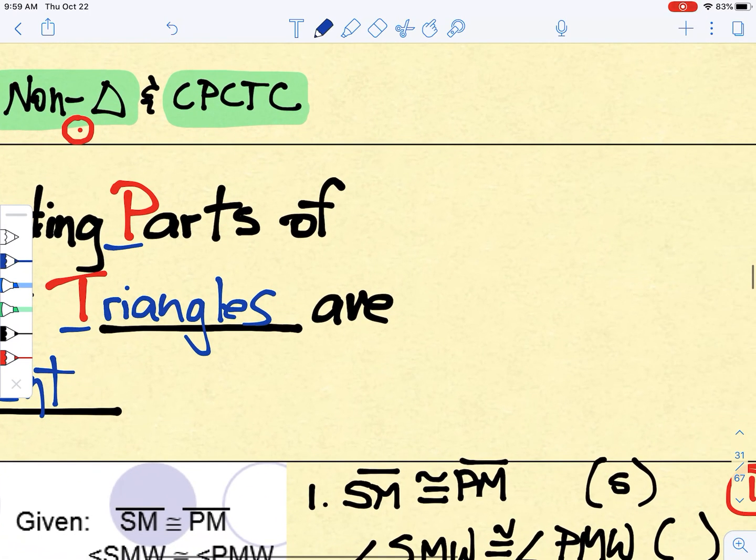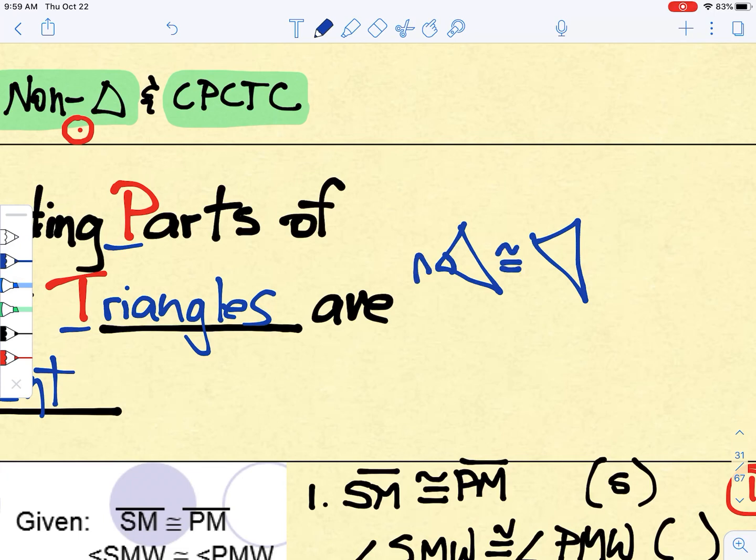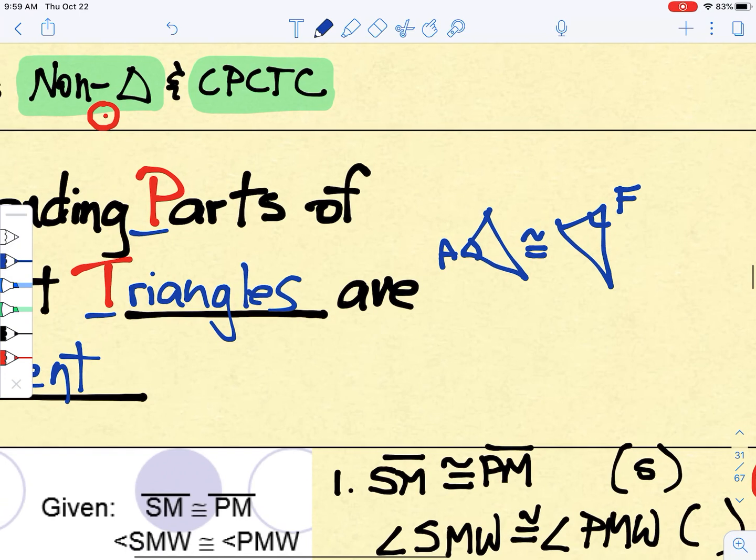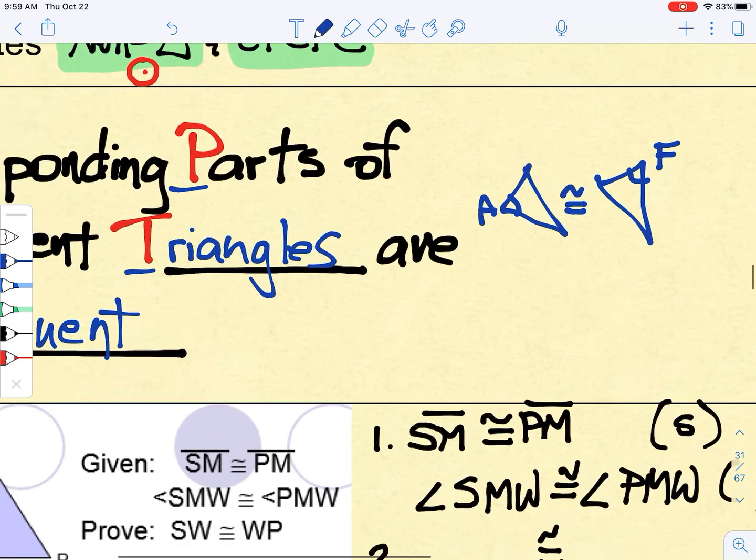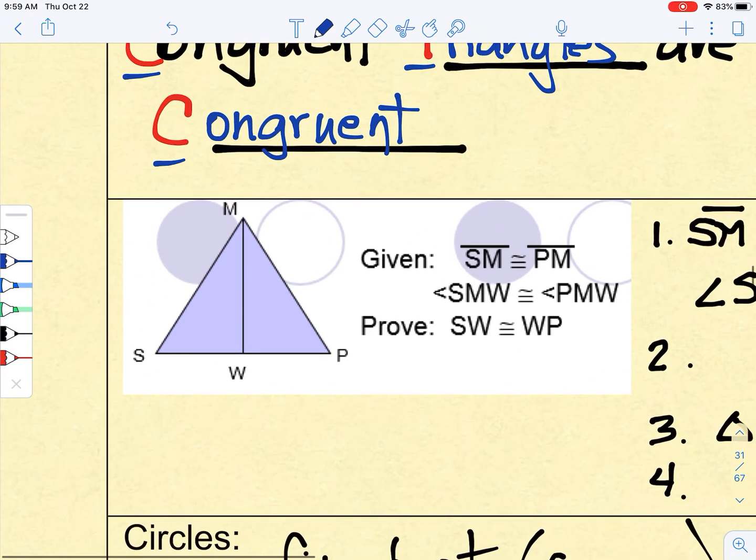So if we can show 2 triangles are congruent, yeah? This triangle is congruent to this triangle, right? And I know that these 2 triangles are congruent. Then I can take triangle A and triangle F, and I can say those 2 triangles have to be congruent because number 1, they're corresponding, right? And number 2, those 2 triangles are congruent. So all the corresponding parts have to be congruent. Now again, I could take the side as well.